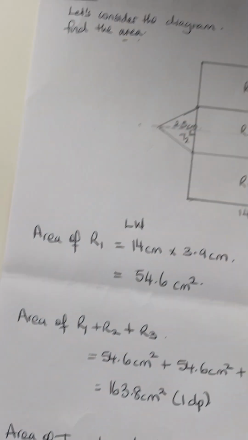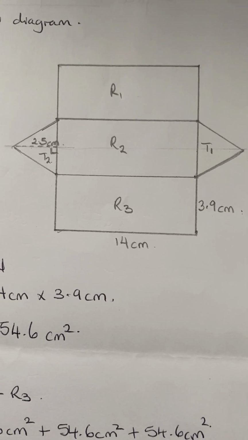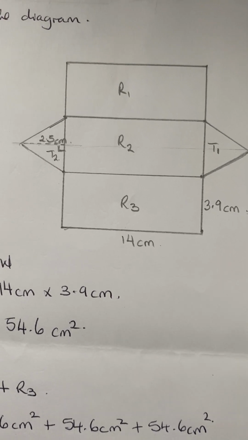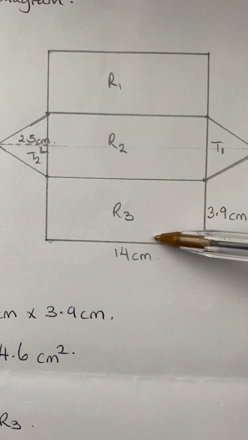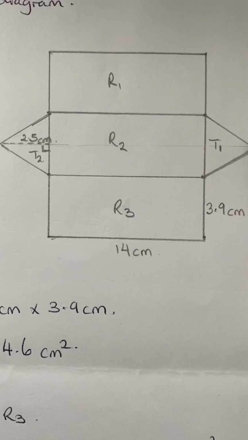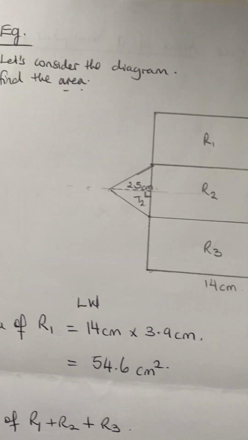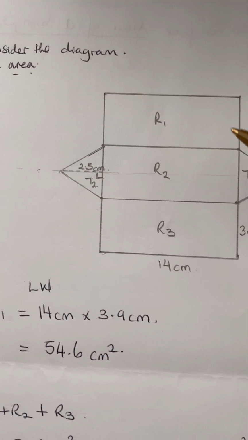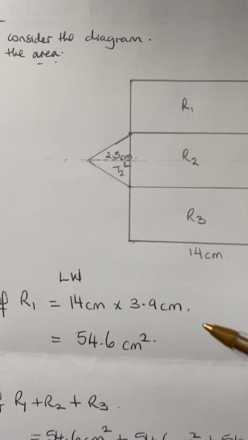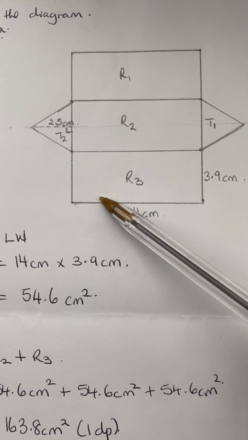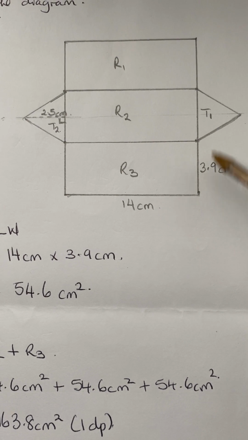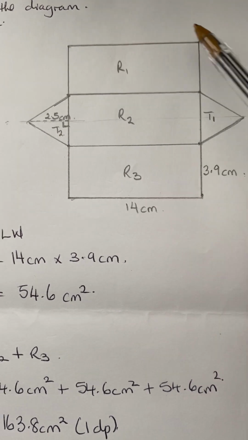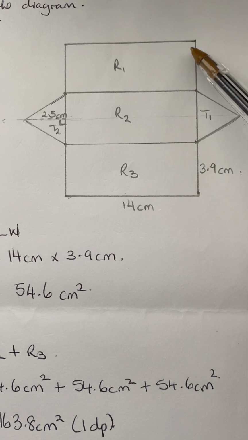Now let's look at our last figure here. Okay, that is another shape. If you can see, we have 3 rectangles and 2 triangles on the side. Okay, so we are going to find the area again. So the rectangles, we know that from here to here is 14. So from there to there will be 14.